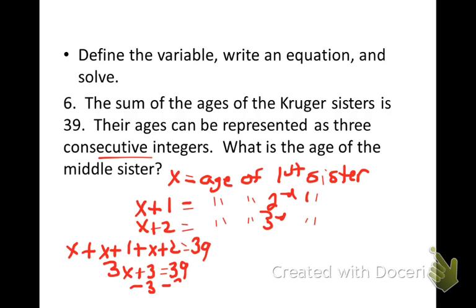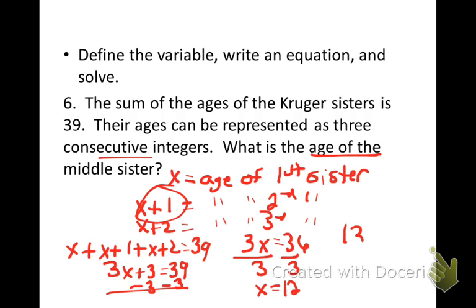Subtract 3 from each side. Run out of room here, so I'll kind of come over here. Get 3x equal 36. Divide by 3. X equals 12. The question says, what is the age of the middle sister? So the middle sister would be right here. 13 years old would be our answer.